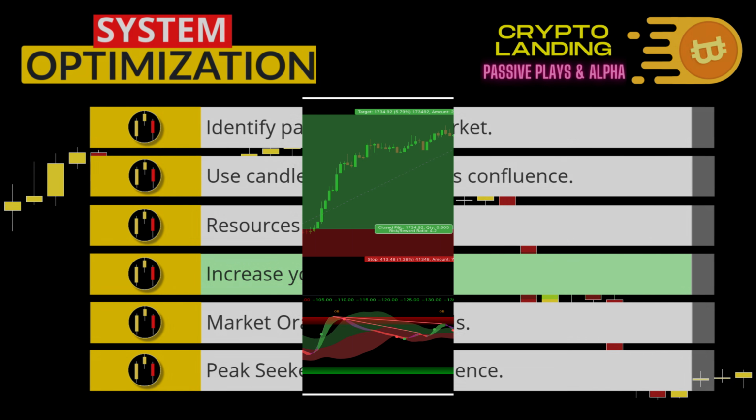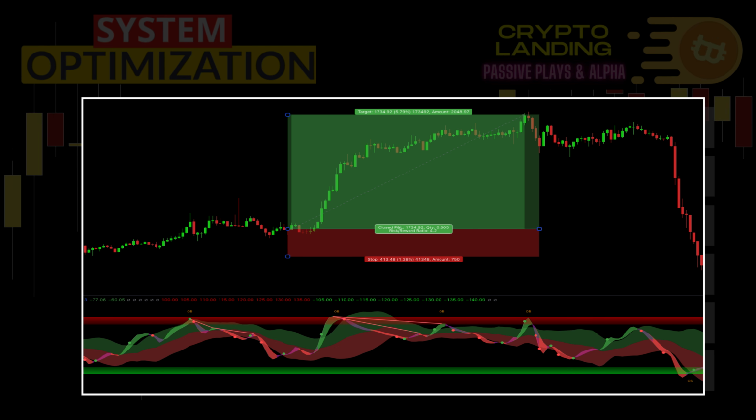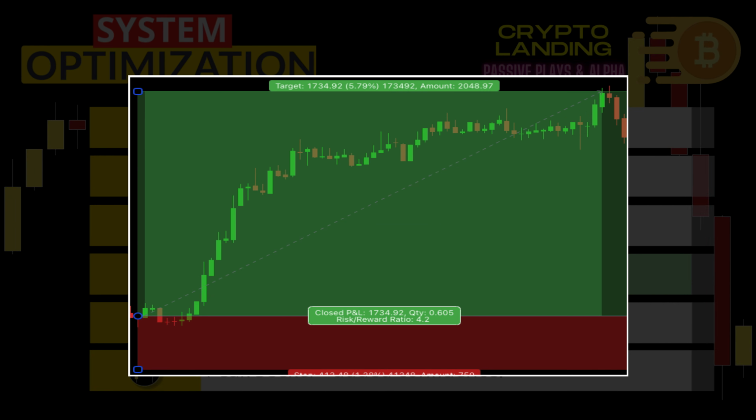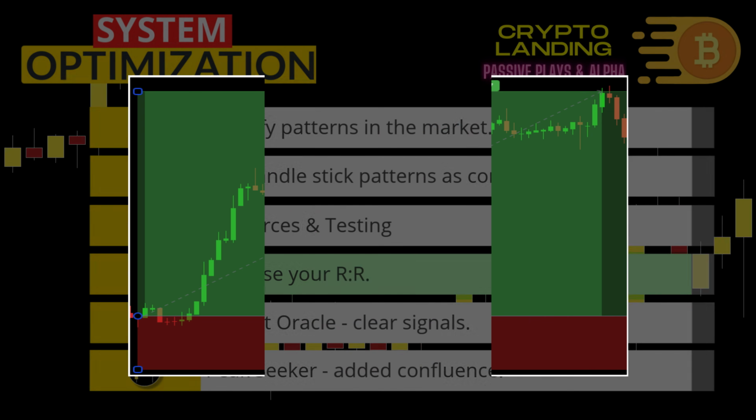Fourth, I noticed this system catches large trends. If I was to test again, I would use a 1 to 3 or even a 1 to 4 risk versus reward with a tiered exit.